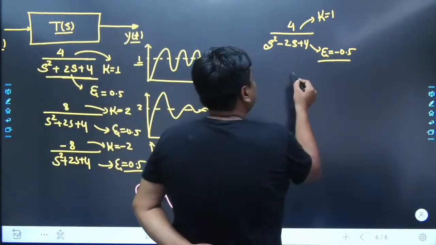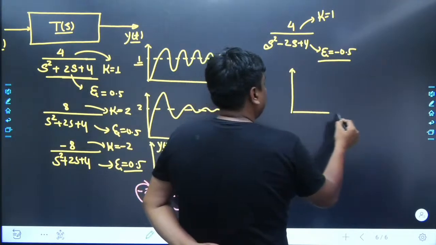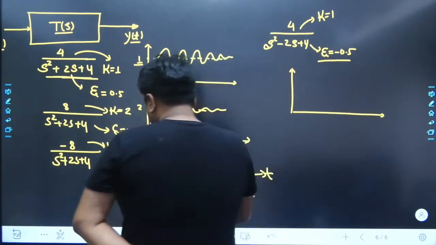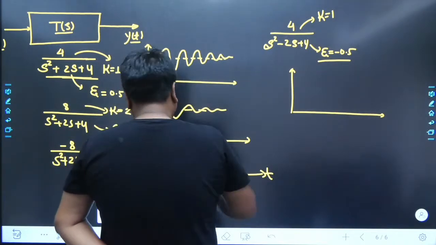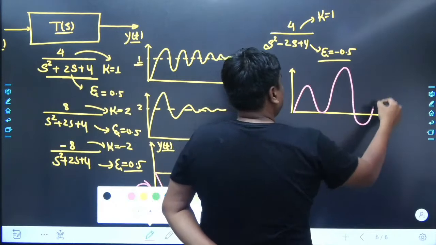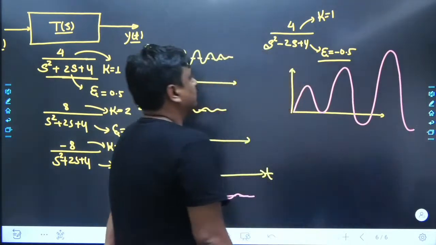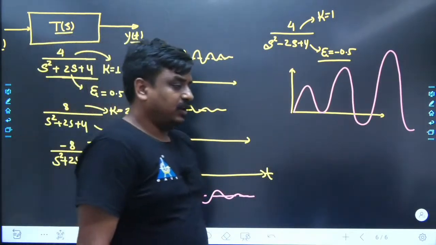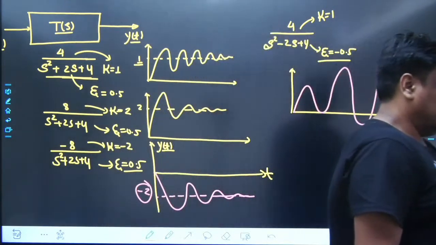So what I am saying, if zeta is minus 0.5, there would be oscillation. Would it be an increasing oscillation? Would it be a decreasing oscillation? That's the point to discuss. So obviously it's going to be increasing oscillatory.